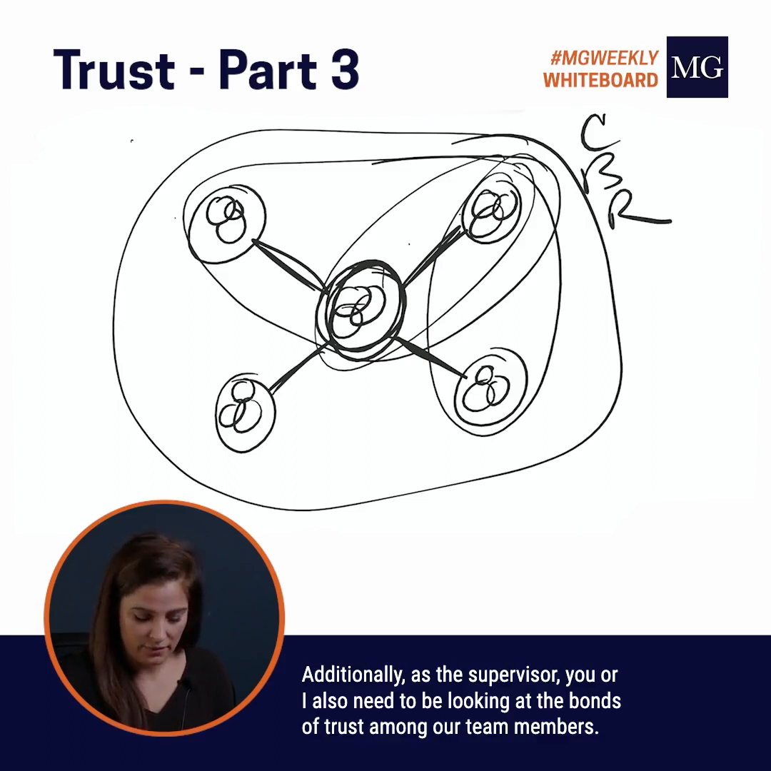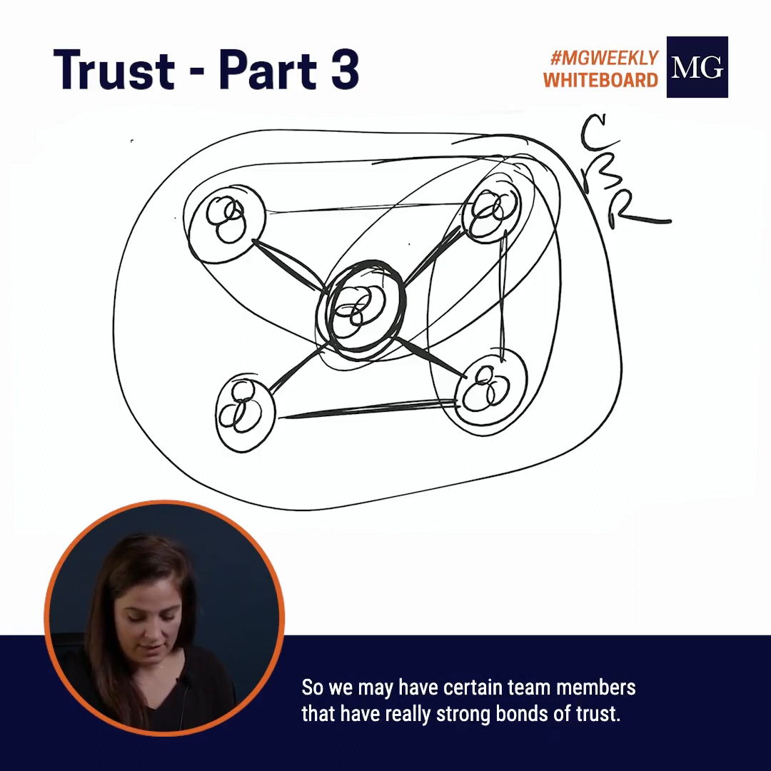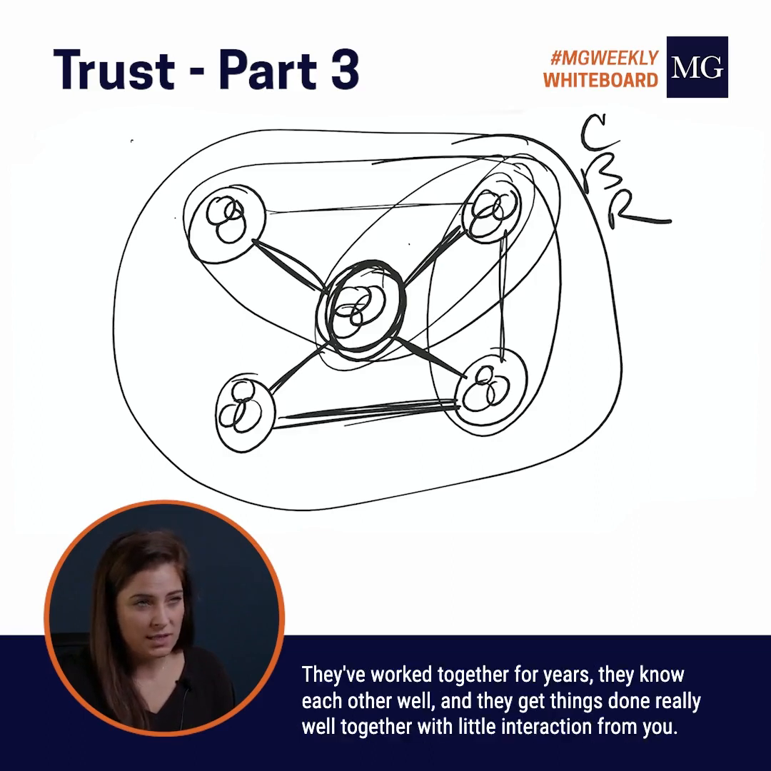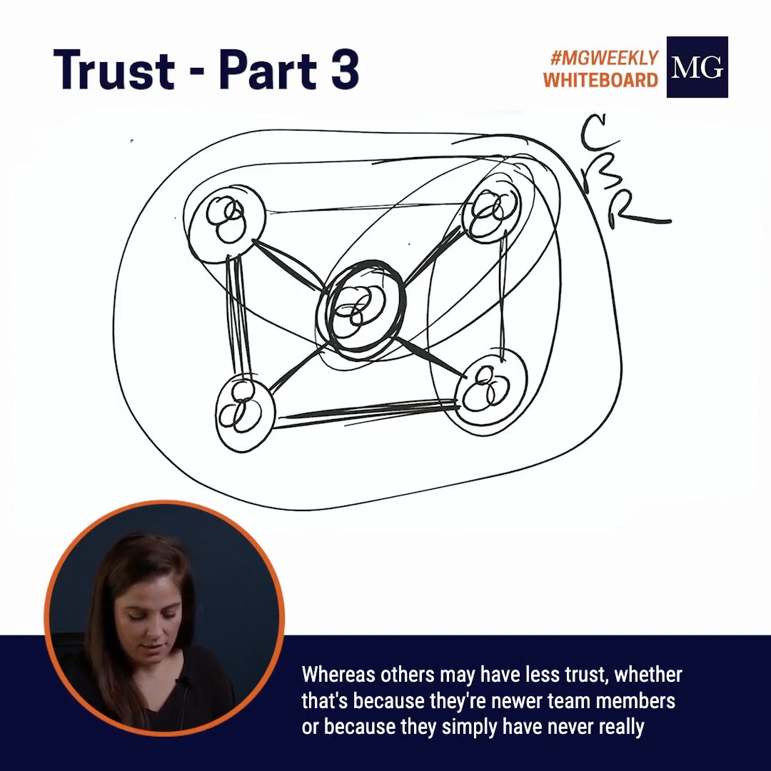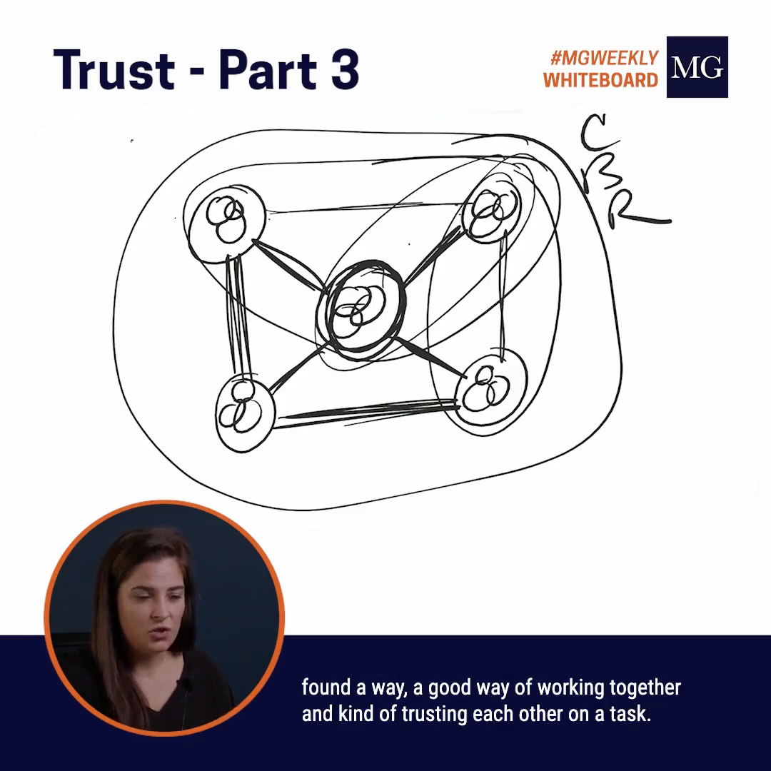Additionally, as the supervisor, you or I also need to be looking at the bonds of trust among our team members. So we may have certain team members that have really strong bonds of trust. They've worked together for years, they know each other well, and they get things done really well together with little interaction from you. Whereas others may have less trust, whether that's because they're newer team members or because they simply have never really found a good way of working together and trusting each other on a task.